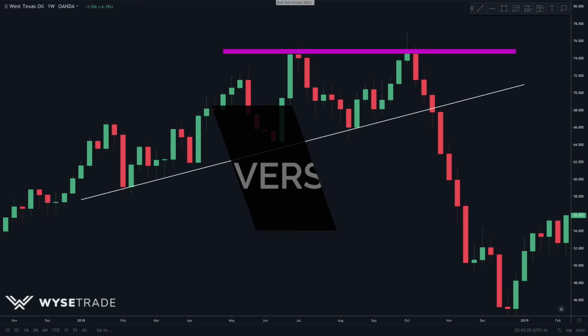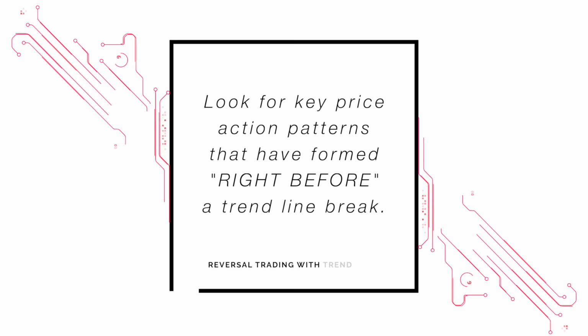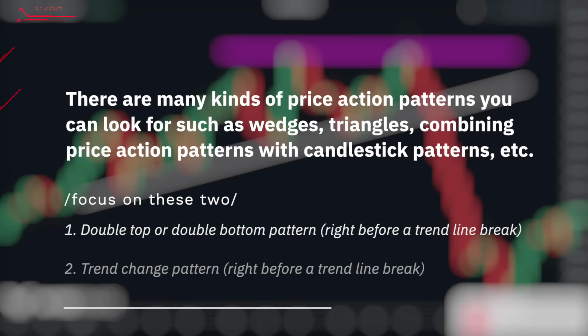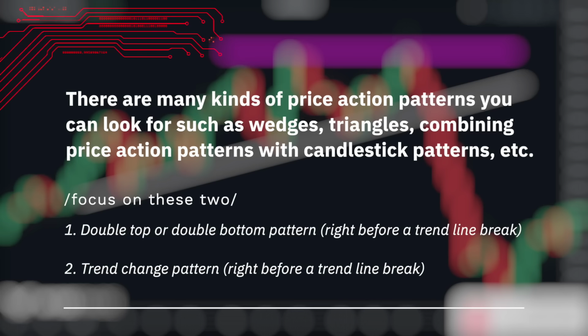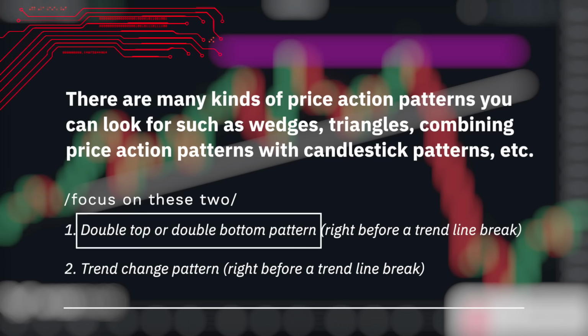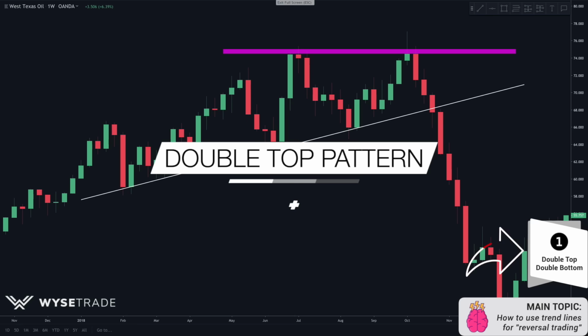So in this section, we are going to go through a reversal trading strategy with trend lines. Now, what you do is you look for key price action patterns that have formed right before a trendline break. Now, there are many kinds of price action patterns you can look for, such as wedges, triangles, combining price action patterns with candlesticks, and so forth, as there are a lot. But for now, focus on these two: the double top or double bottom price action pattern and the trend change price action pattern.